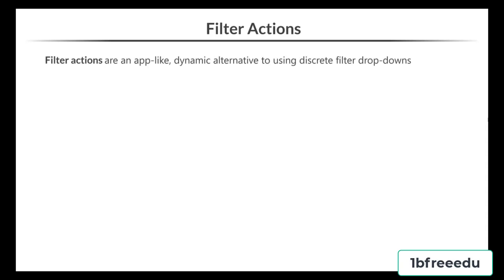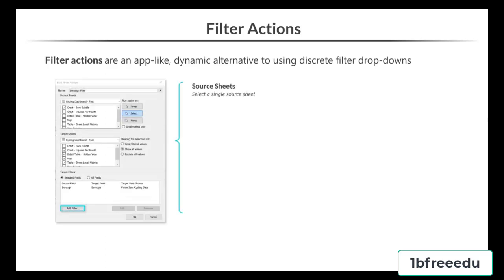Filter actions are an app-like dynamic alternative to using discrete filter dropdowns. Because they leverage dimensions already used in the dashboard sheets, these filters will not add additional load to rendering or processing and are inherently faster than normal filters. They can easily be integrated into your dashboard but require tuning in order to make them perform optimally. Looking at the filter action menu, you can see that there are various options for our filter actions. Each will have a trade-off between functionality and performance, so choose wisely.